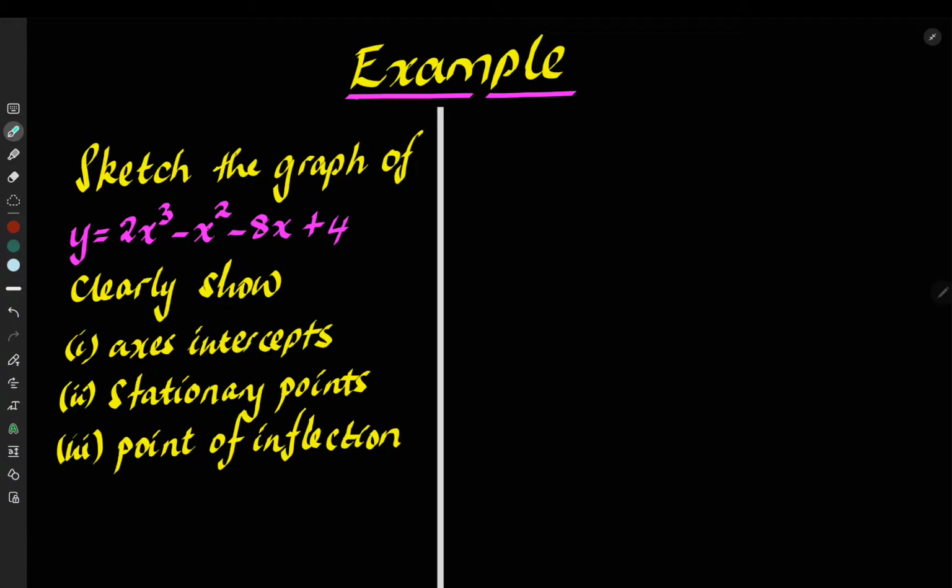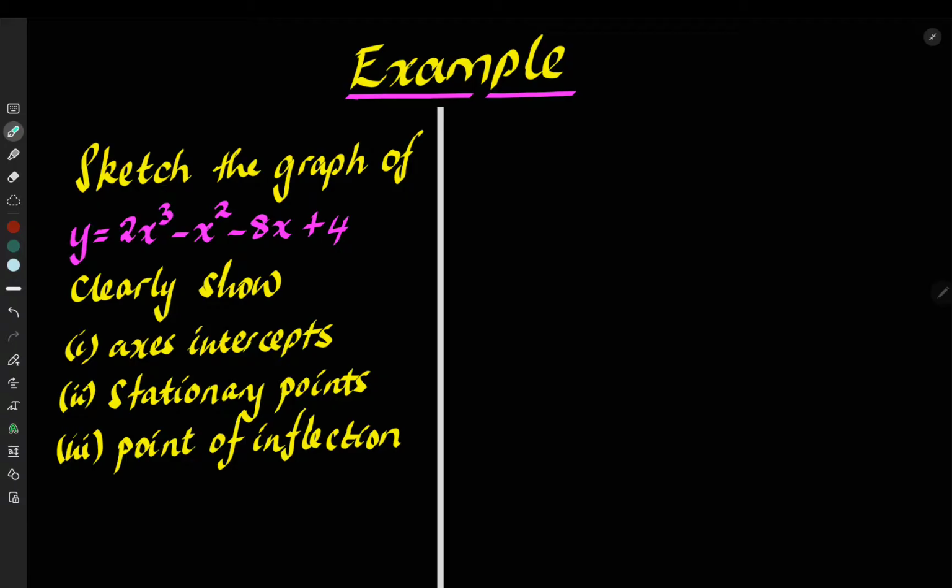Now, in this example, we are asked to sketch the graph of y equals 2x cubed minus x squared minus 8x plus 4. Then we're asked to clearly show the axis intercepts, stationary points, and point of inflection.